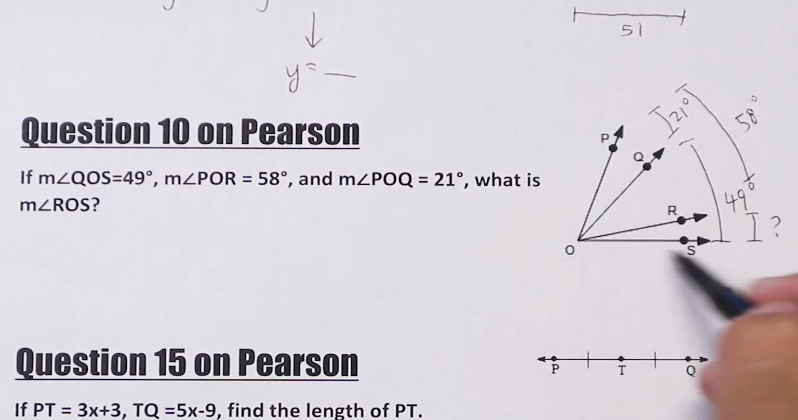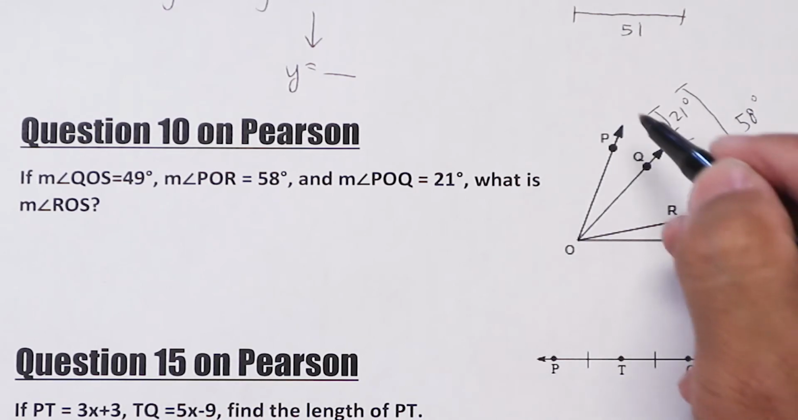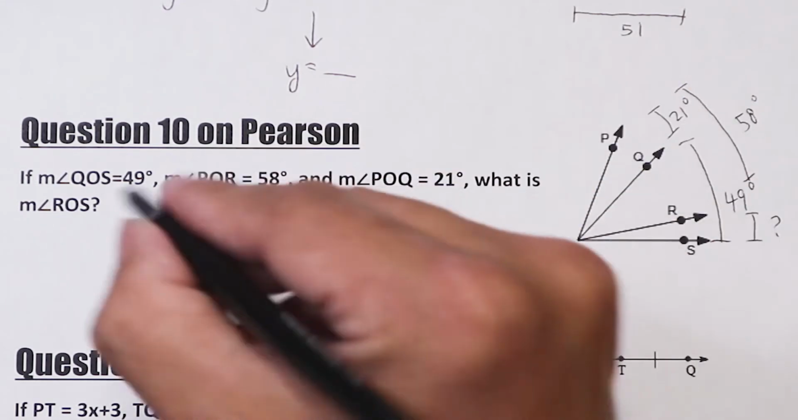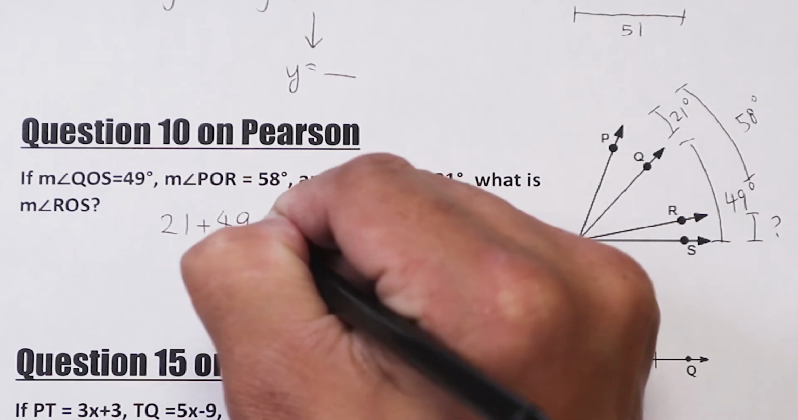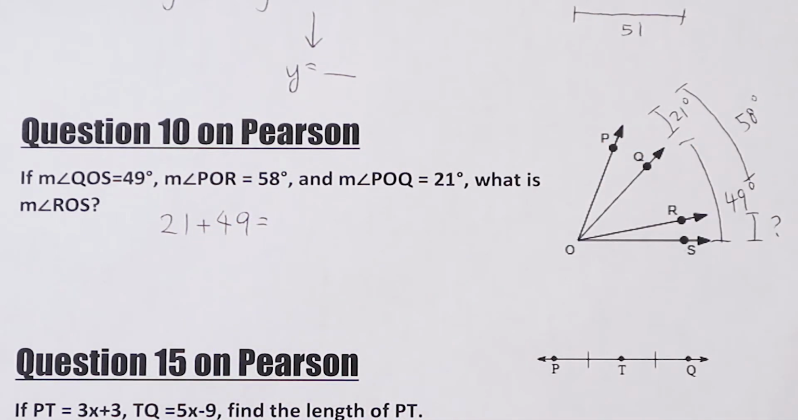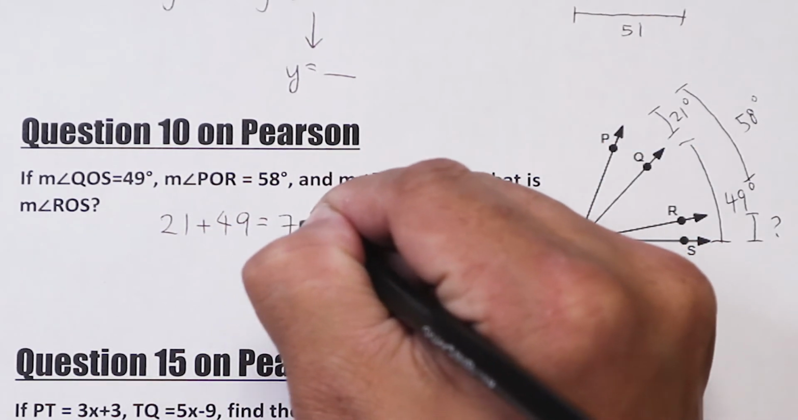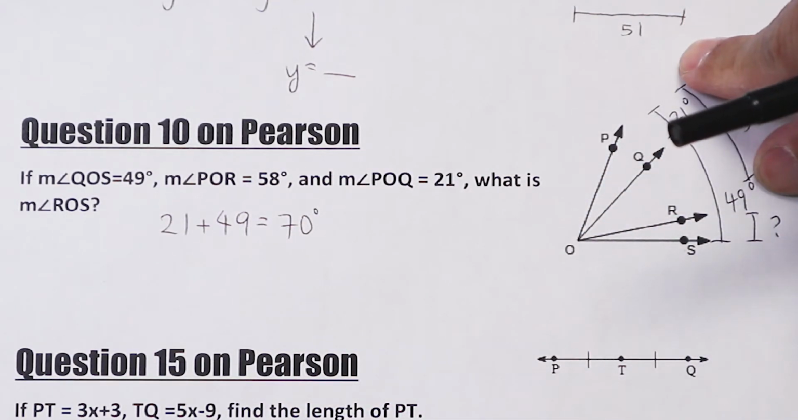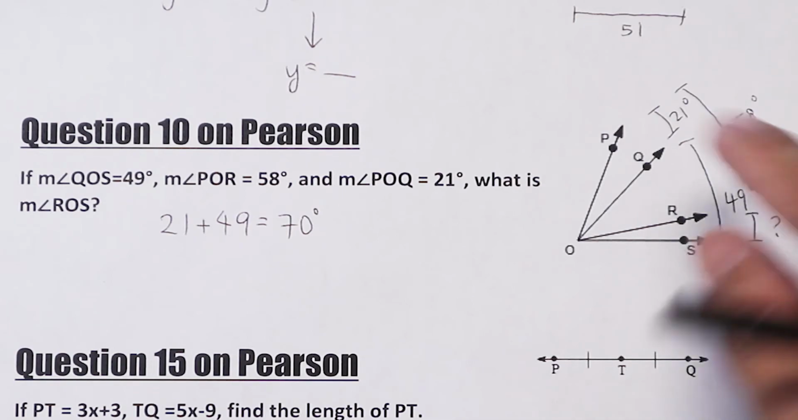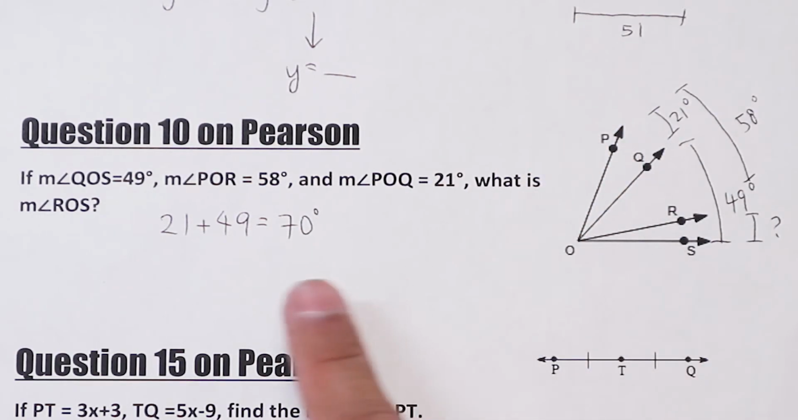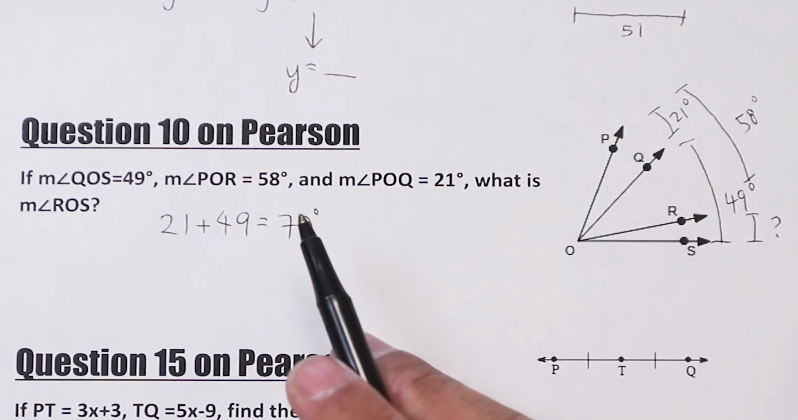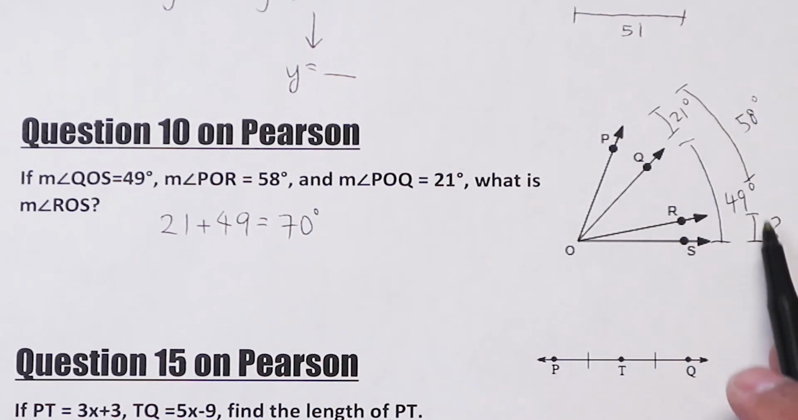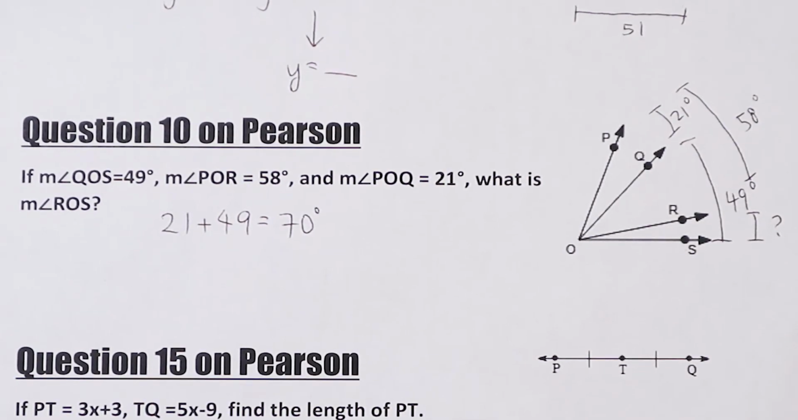Well, you know the entire thing already. Don't you just add 21 and 49 to get the entire thing, right? 21 plus 49 would be the entire thing, which is 70 degrees. So you know that the whole thing is 70. Now, if you know that this part is 58, how do you find this part? If you know the entire angle, POS, it's going to be 70 degrees. So you just have to subtract them. So you have 70 minus 58, and you get the remaining part. So I'm going to let you finish that problem on Pearson.